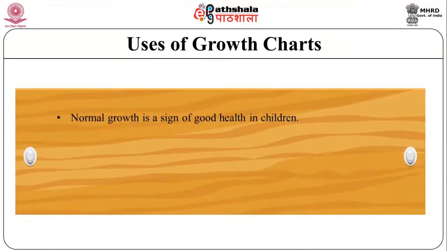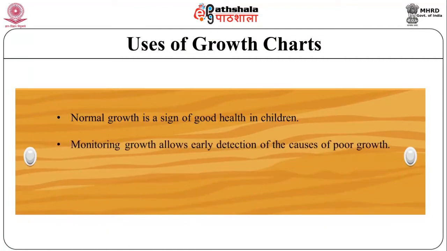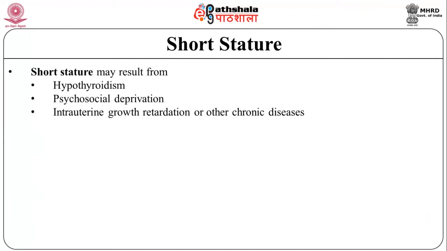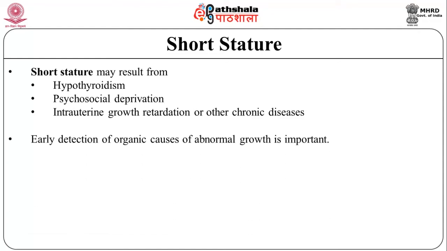Normal growth is a sign of good health in children. Monitoring growth allows early detection of causes of poor growth. Early recognition of poor growth allows early intervention, optimizing the possibility of achieving good health and a normal adult height. Short stature may result from hypothyroidism, psychosocial deprivation, and intrauterine growth retardation or other chronic diseases. Tall stature may be due to Marfan syndrome and Klinefelter syndrome or a sign of treatable endocrine disorders. Early detection of organic causes of abnormal growth is very important.